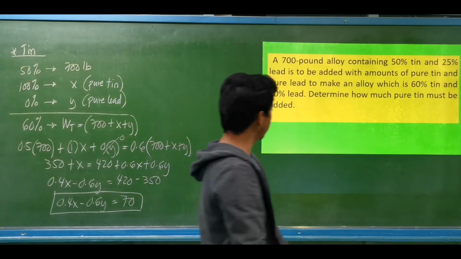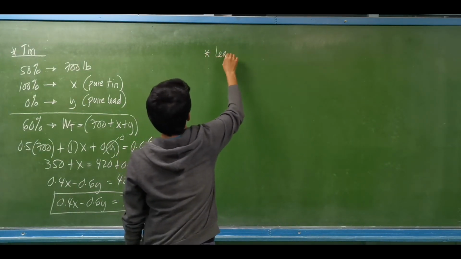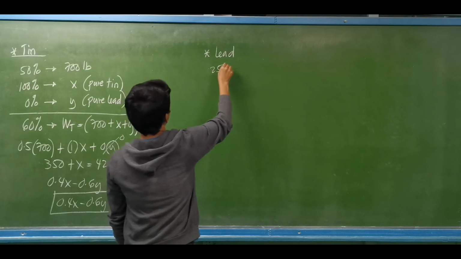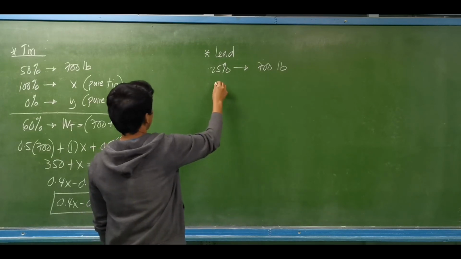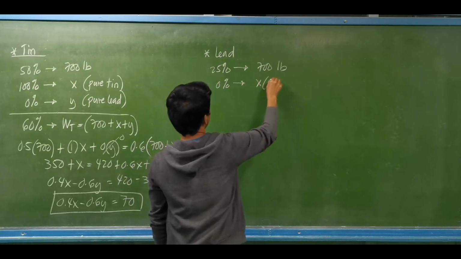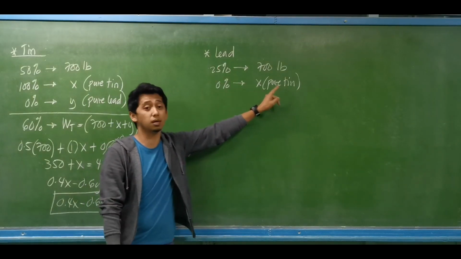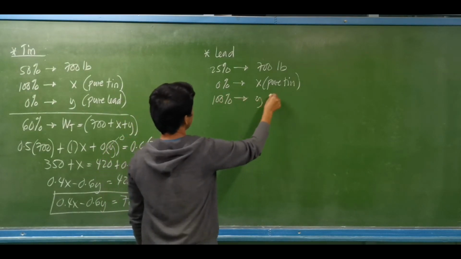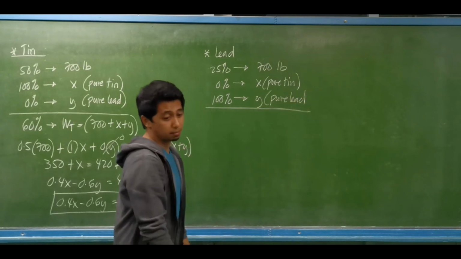So let us express the given in terms of the lead this time. For the lead, what is the initial percentage of the lead? We have 25% of the 700 pounds. Then we are adding 0% lead. Let's say this is X, since we are adding pure tin. How many percent of lead is tin? That is 0%. Then we are adding 100% of Y. This is pure lead.